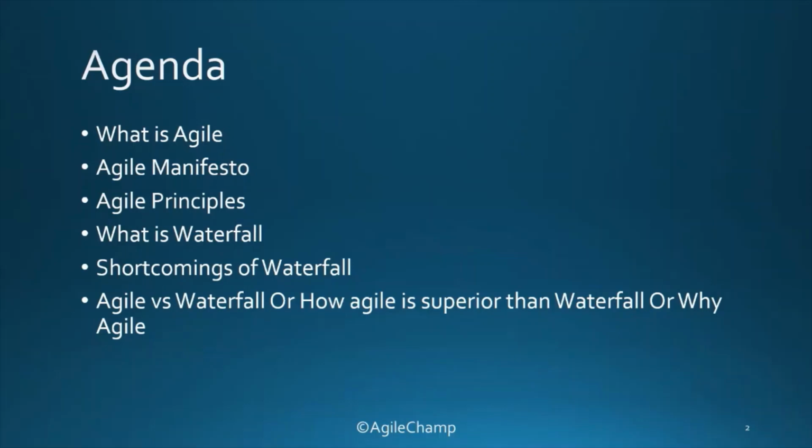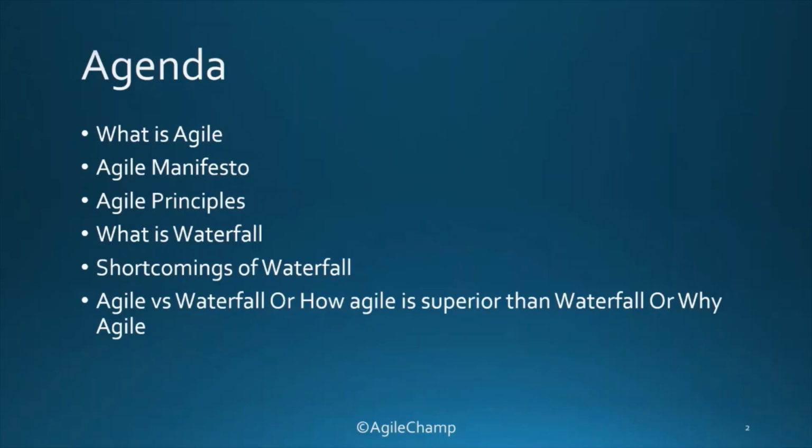Next is the best architecture, requirements and design emerge from self-organizing teams. This principle says that skilled and motivated team members who have decision-making power take ownership, communicate regularly with other team members, and share ideas that deliver quality products.